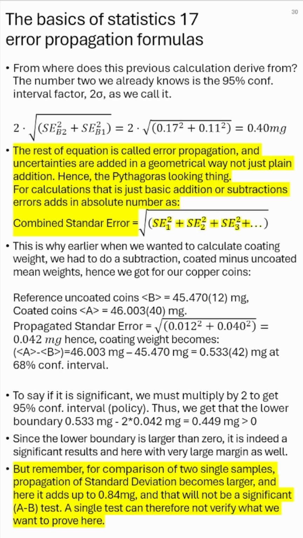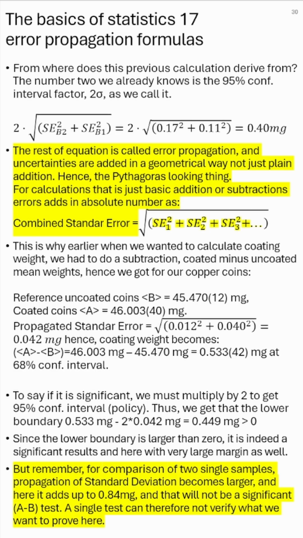And here's the first point to learn. If we are doing calculations to find the combined standard error for a calculation that is based on addition or subtraction, like we're comparing differences, take A minus B, those kinds of things, the standard errors are added by their absolute numbers. So we take the standard error of the first set in square plus the standard error of the second set in square and take the square root of that sum. That is the combined standard error when there is addition and subtraction involved in the calculation.